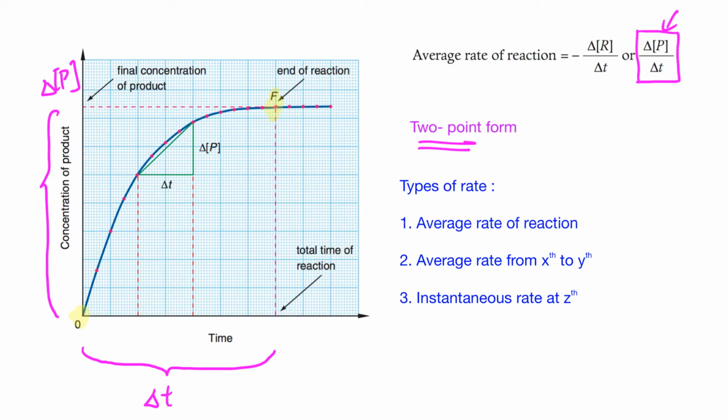But actually the rate of reactions, we still have three different kinds. One is the average rate of reaction. We're talking about the whole reaction. So basically, that will be the yellow point that we're talking about.